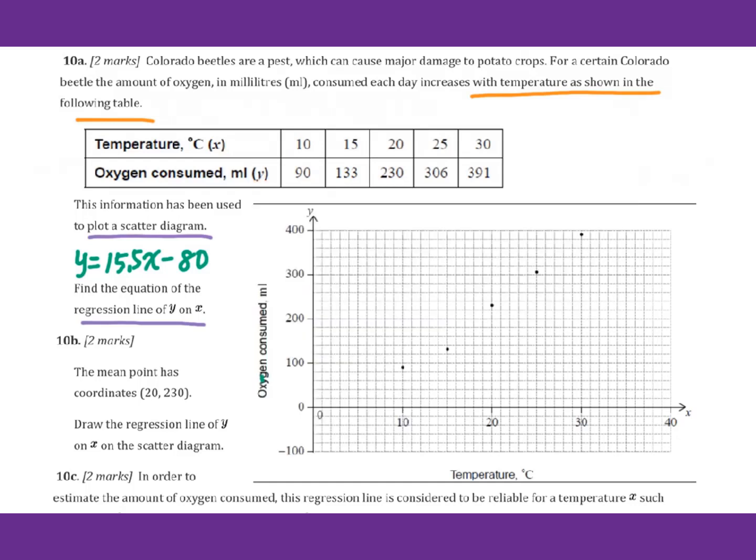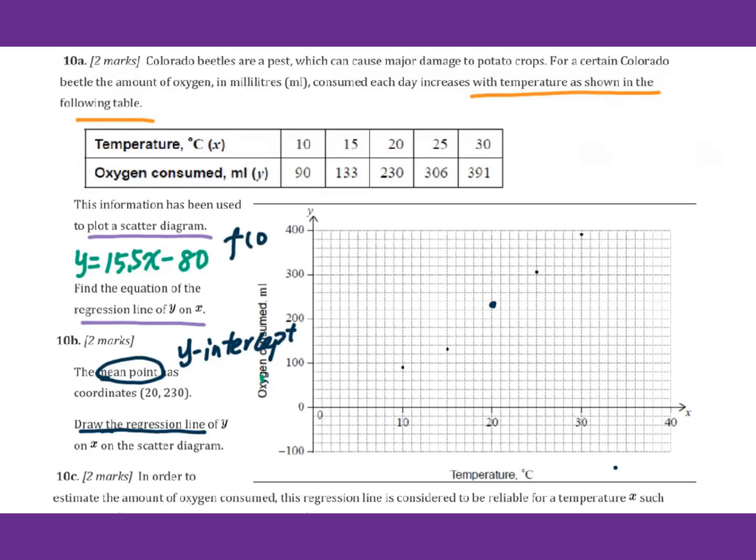For 10b, the mean point has coordinates 20, 30. It's here. This is given. Draw the regression line of y on x on the scatter diagram. When you draw the regression line, remember the line has to pass through this mean point and also the y-intercept.